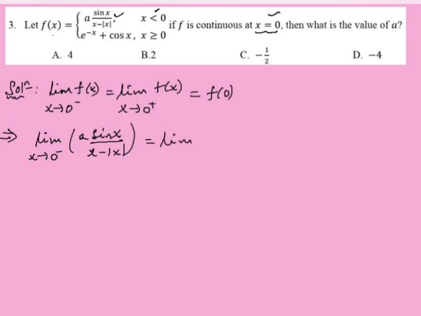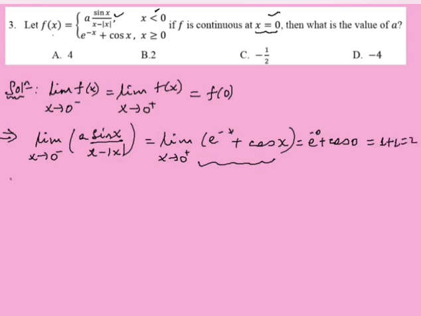is the same as the limit of e to the power of minus x plus cos x as x approaches 0 from the right side. So for this limit, cos x at 0 is 1 and e to the power of minus 0 is 1, so e to the power of minus 0 plus cos 0 is 1 plus 1, which is exactly 2. The right-hand side limit is 2.